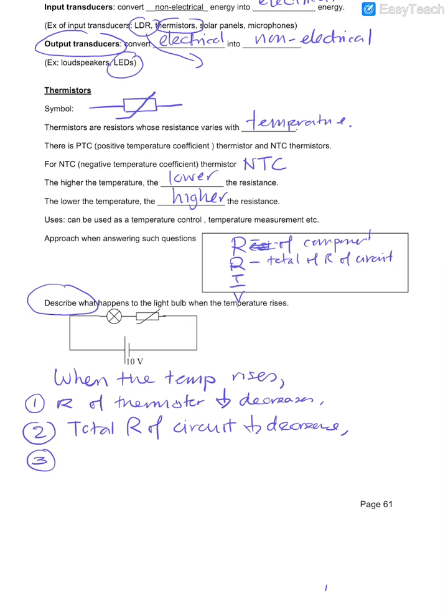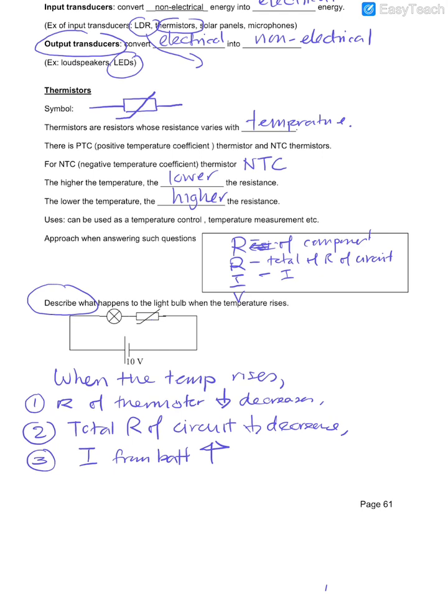Okay, next. Current. Now the current coming from the battery. Think logically. Increase or decrease? I stands for current. It will increase. So it increases. Okay, now we are heading there. Yeah, we are reaching the light bulb.